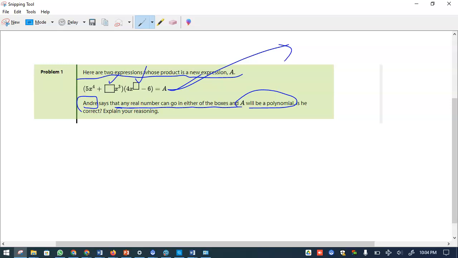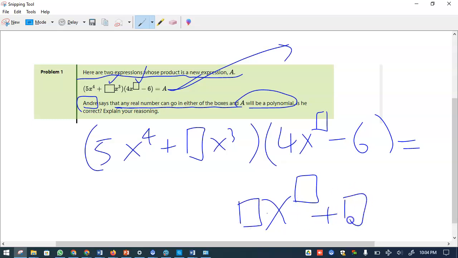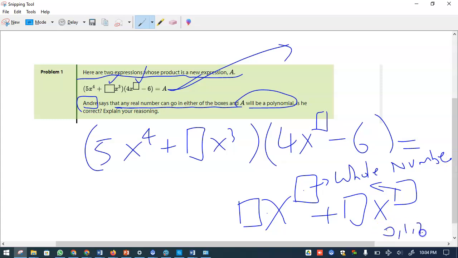No, I'll just give an example. Let's see, 5x raised to 4. And this box can be anything because it doesn't matter. Remember, in order to get a polynomial, the final result has to be something like this, so all these exponents have to be whole numbers. I'll just put them as whole numbers. So what are whole numbers? Whole numbers basically means 0, 1, 2 like that. You can't have a negative and you can't have a fraction.